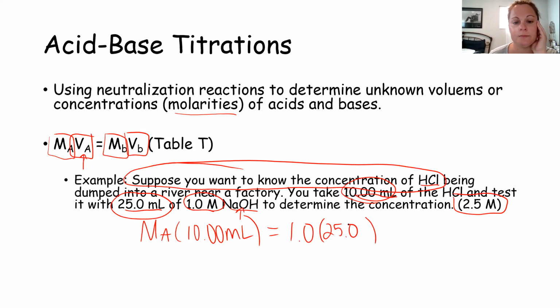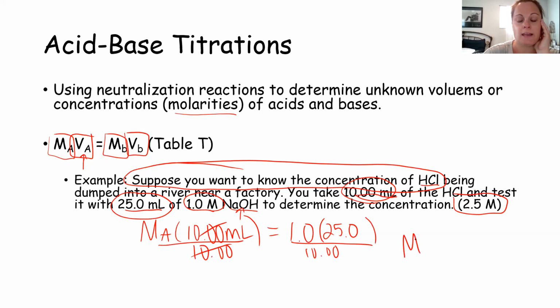milliliters. So to solve for molarity of acid, I can divide both sides by 10 milliliters. And when I plug that into my calculator, 1 times 25 equals, divided by 10, I get that the molarity of my acid is 2.5 molar.